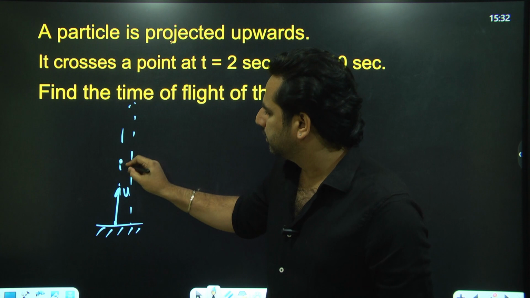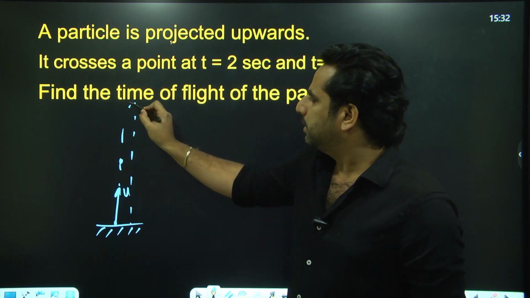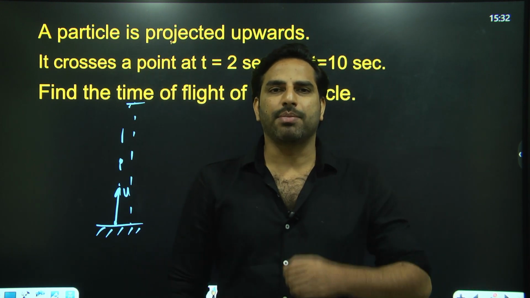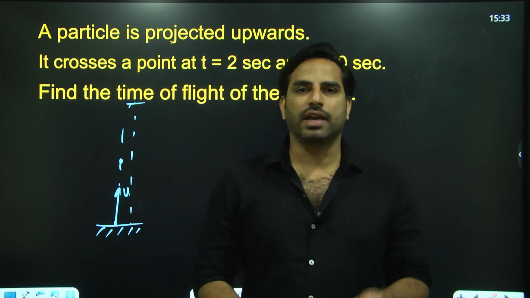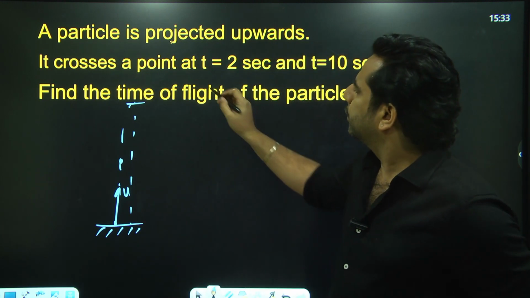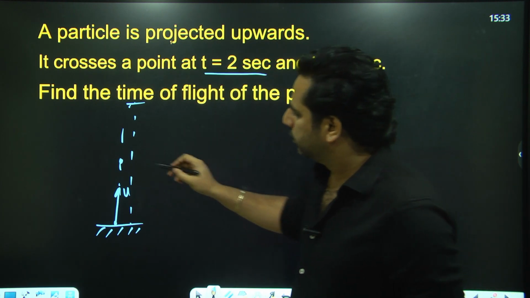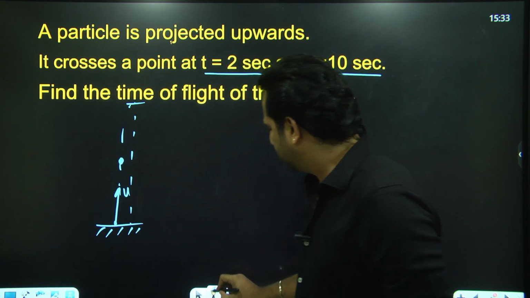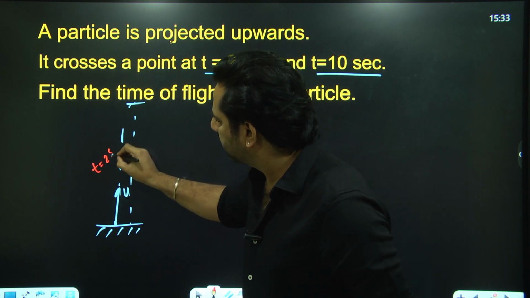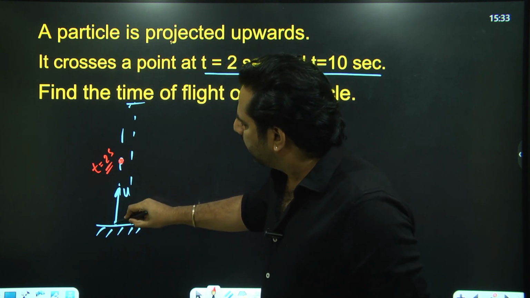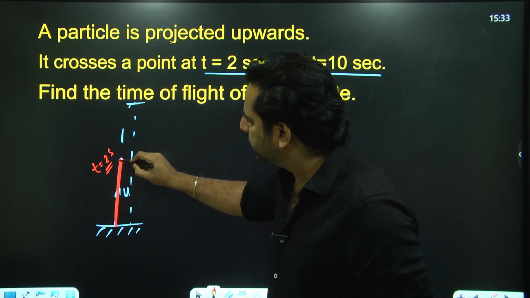every displacement or every height or every point is crossed twice except the maximum height. Maximum height is happening only once, but the particle crosses every point twice while ascending and while descending. So that is the reason it crosses a point at t is equal to 2 seconds and also t is equal to 10 seconds. So t is equal to 2 seconds, let me say this is a point. The time here is t is equal to 2 seconds. So this is the time elapsed from initial point of projection to this point.